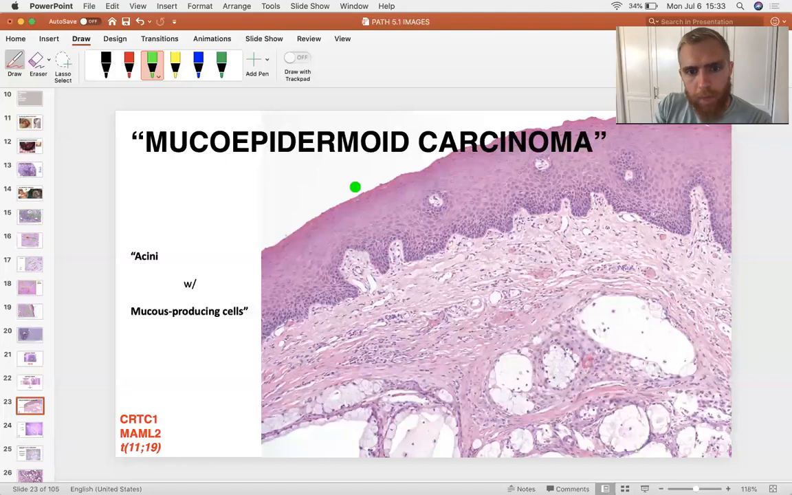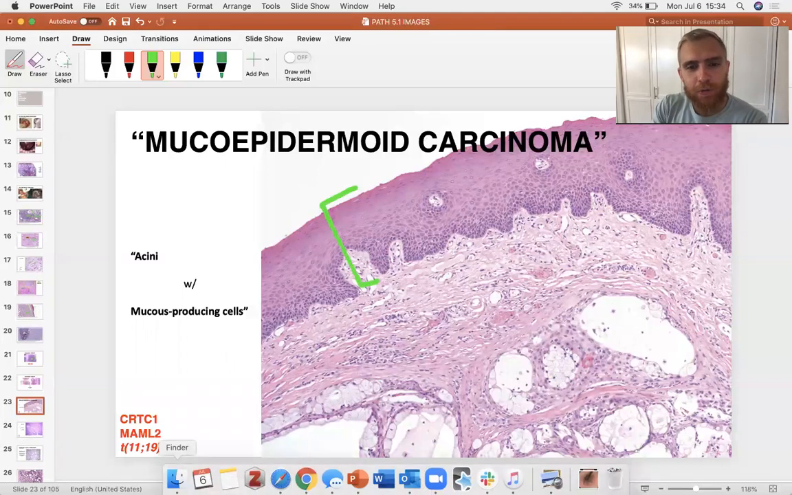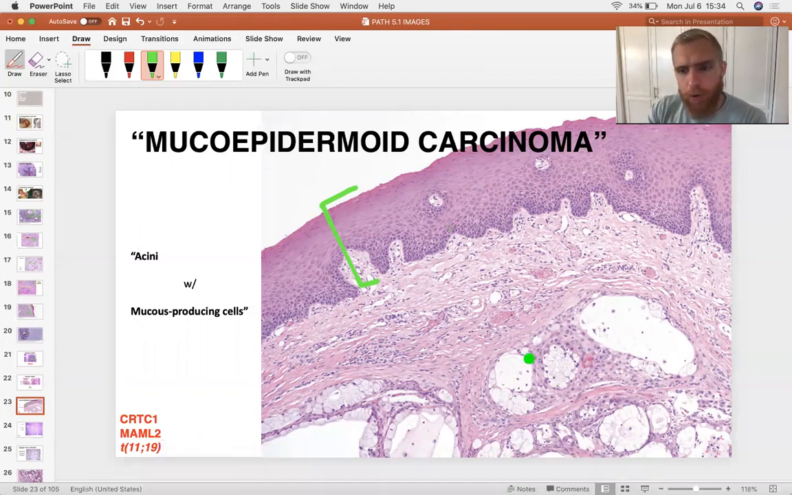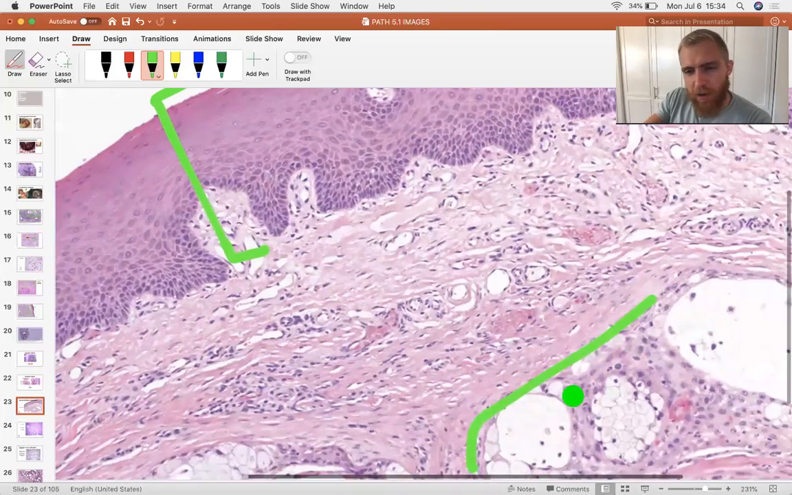So here's your epidermoid component. I can't say my R's, and it's really pissing me off. There's your epidermoid component. Here's your mucin component down here. Oh, that's a big nest right there.